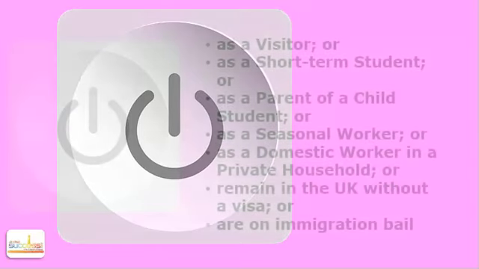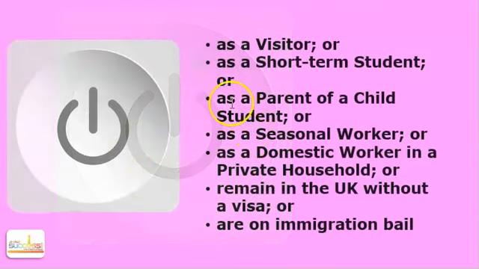The UKVI has very strict rules about switching to the new Student route. And according to these rules, you cannot switch to the new UK points-based immigration category if you remain in the UK as a visitor, or as a short-term student, or as a parent of a child student, or as a seasonal worker, or as a domestic worker in a private household, or if you remain in the UK without a visa, or if you're here on immigration bail.